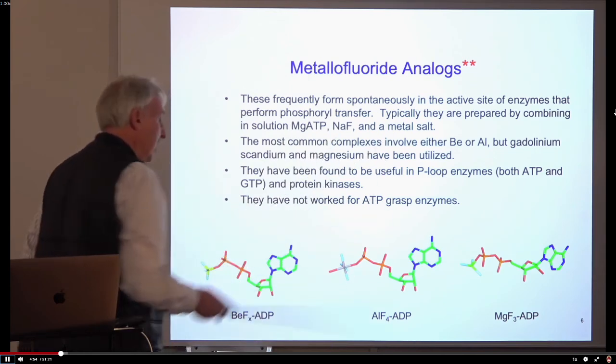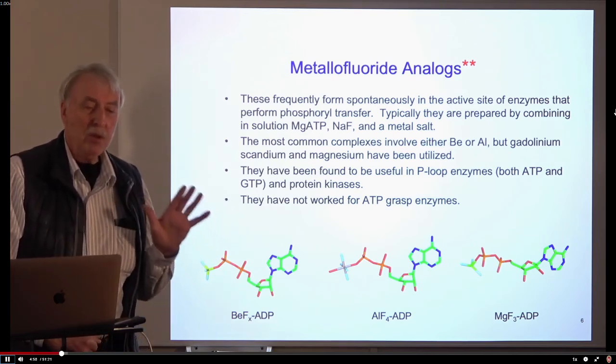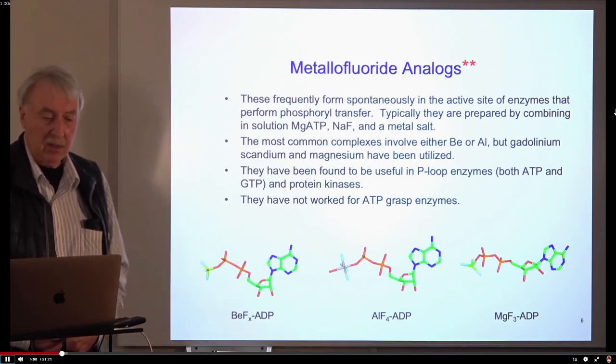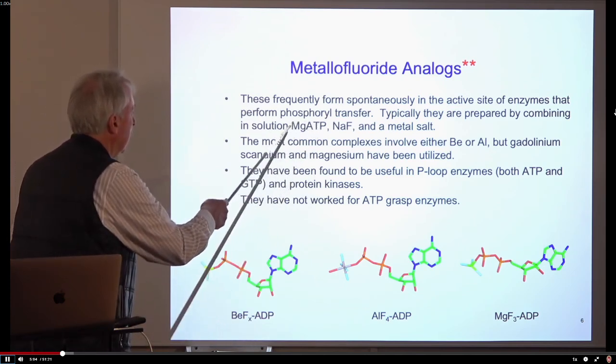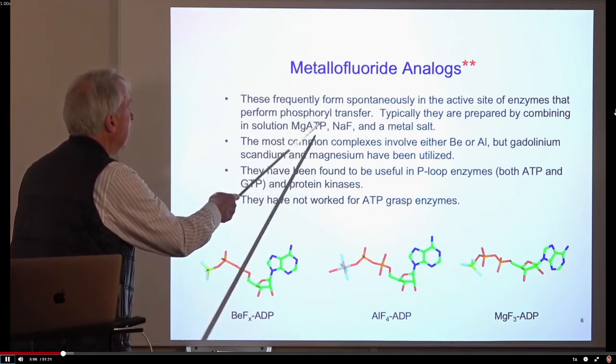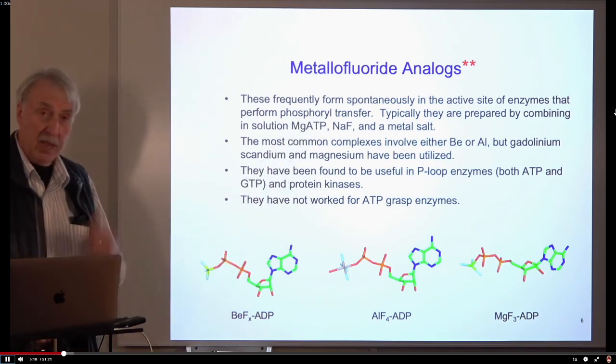It's important to remember that ATP-dependent enzymes are almost always magnesium dependent. The dissociation constant for magnesium ATP is about 2 millimolar in solution, so you must expect that your ATP comes in with a metal ion.